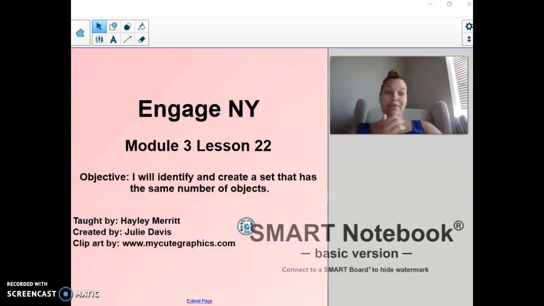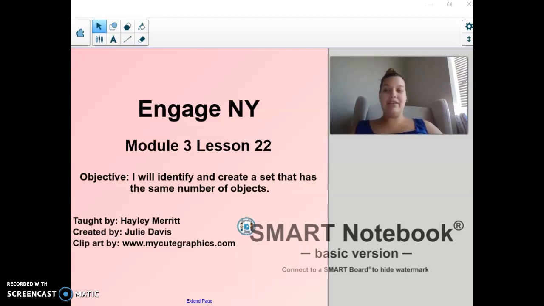Today we're going to do Module 3, Lesson 22. Our objective is I will identify and create a set that has the same number of objects. So we're going to be able to identify a number and then create a picture to match that number. The number will match the objects.